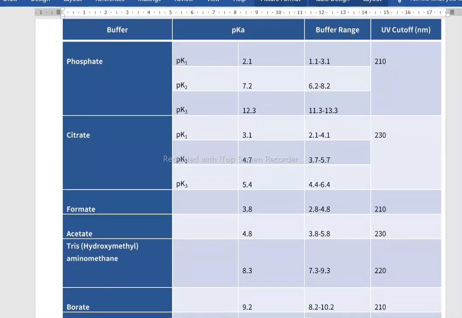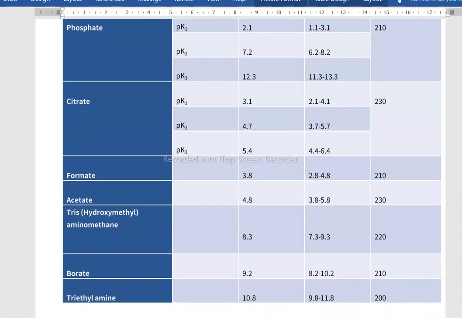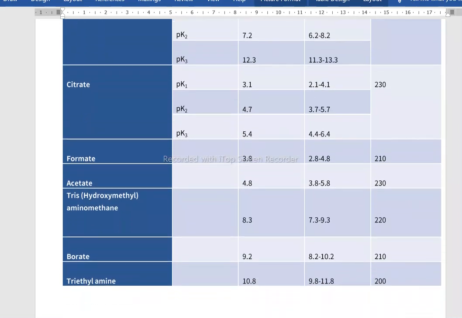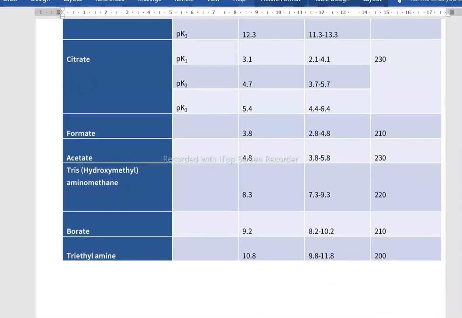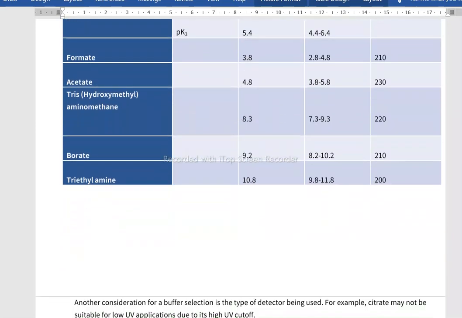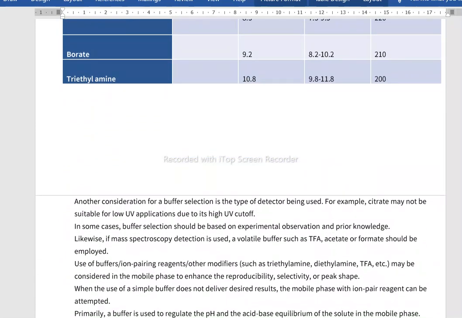Formate buffer, its pK is 3.8. Acetate buffer, its pK is 4.8. Tris hydroxymethyl aminomethane, it's 8.3. Borate 9.2. Triethylamine 10.8. Another consideration for buffer selection is the type of detector being used. For example, citrate may not be suitable for low UV applications due to its high cutoff.